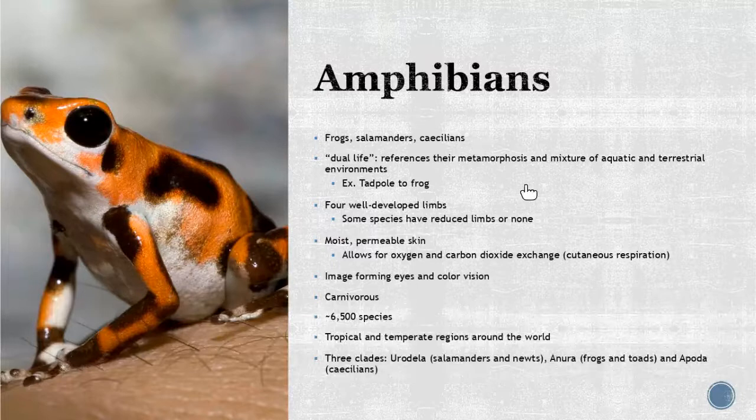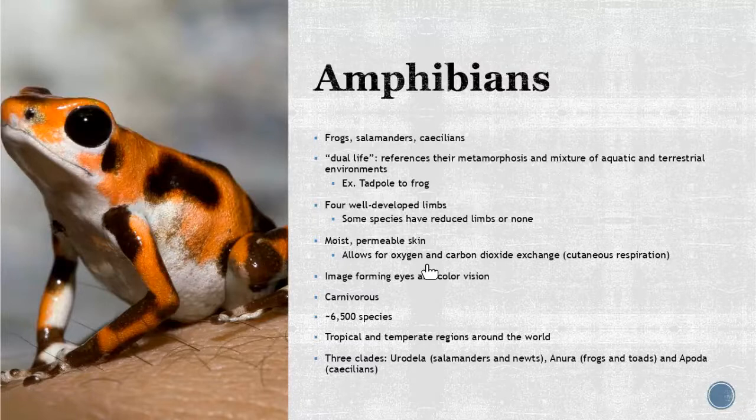And what's unique about this group is they have what's called a dual life. That means they go through metamorphosis, and they have this mixture of both aquatic and terrestrial environments when they develop. So think of a tadpole advancing to a frog. The tadpole life is primarily in the water, and the frog will live primarily on land. Now, with this group, we start to see more developed limbs form. So what were the fins and stuff is now being reduced and forming actual legs and arms.